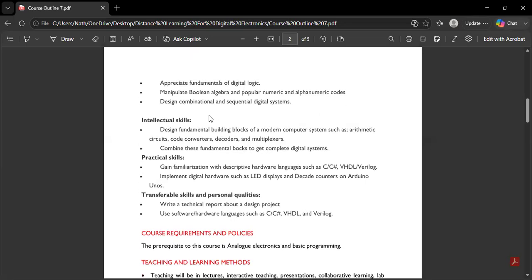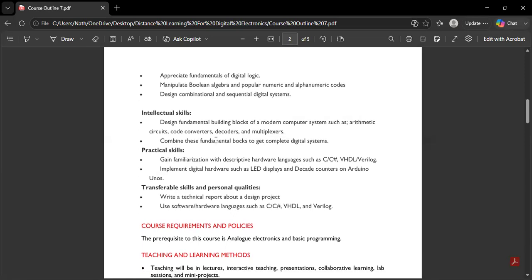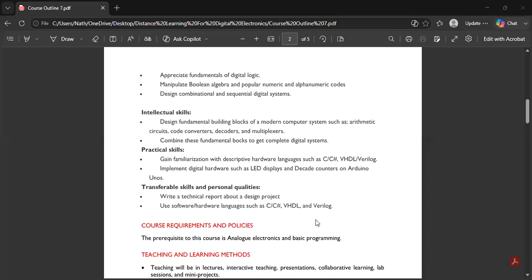Then we look at code converters. We have the encoders and the decoders. Then multipliers. Then after that, you have to combine all these fundamental blocks to get a complete digital system. So all I've said is basically to tell you that after learning all these things, you need to know how to design a simple arithmetic circuit, build a truth table from a problem statement, convert a Boolean expression into a circuit, then also combine gates to form a complete system.